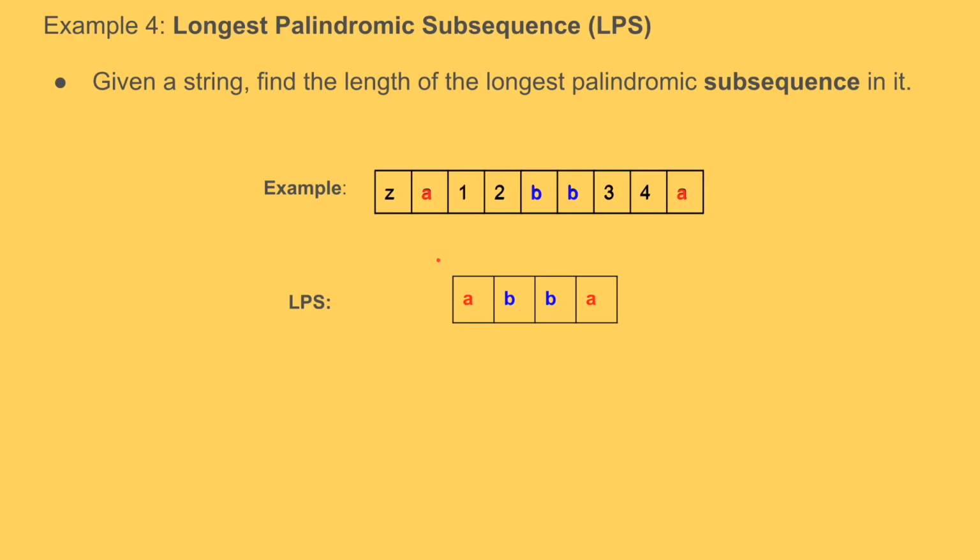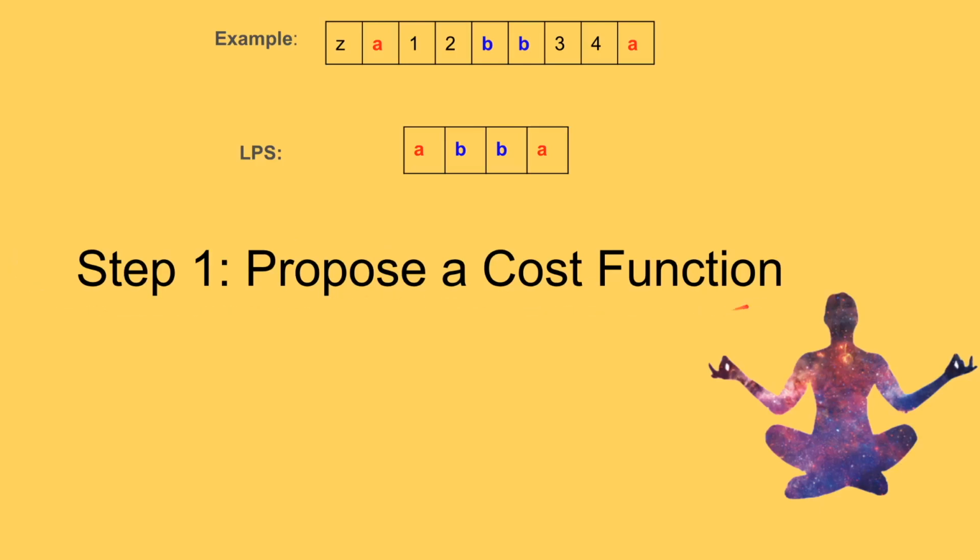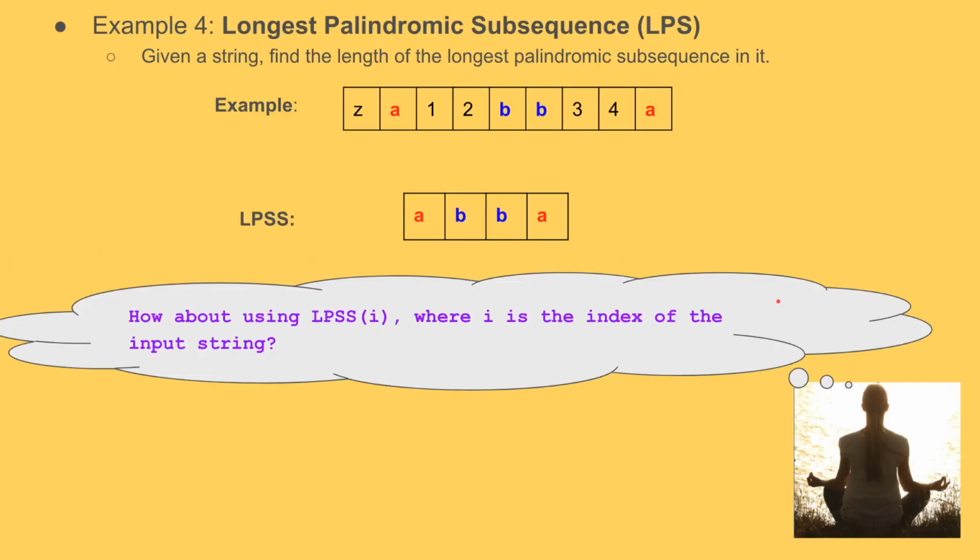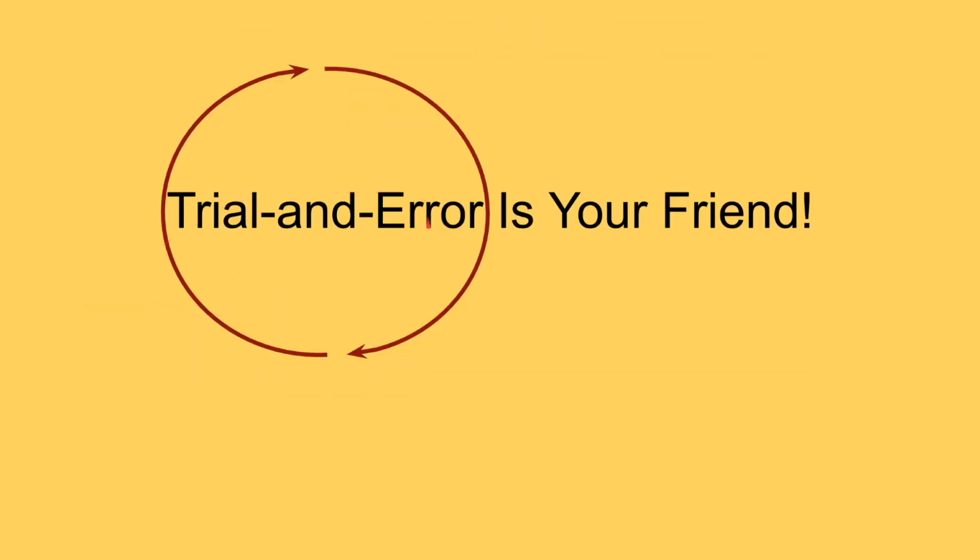Now, what do we do? Again, without any hesitation, you know the first step, propose a cost function. And I mentioned before, using the index of this array usually is a good start. So how about we use LPSS of I, where I is the index of the input string? Unfortunately, if you take step 2, which is your case analysis, you will realize that you cannot really write LPSS of I based on values less than I. Which then brings me to this technique again, which is trial and error.